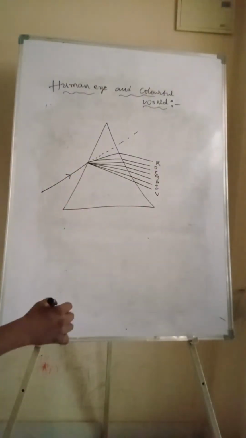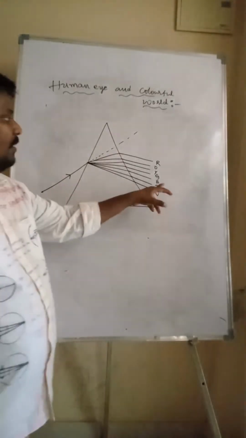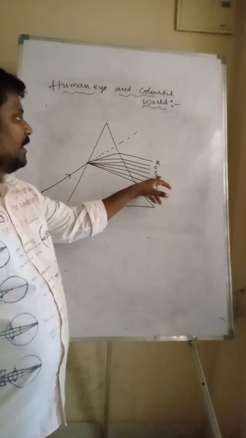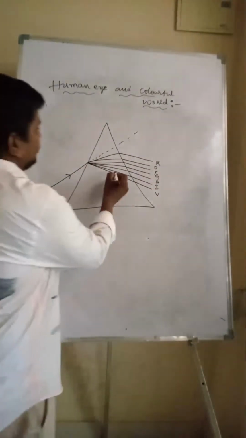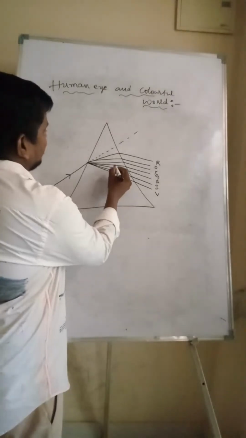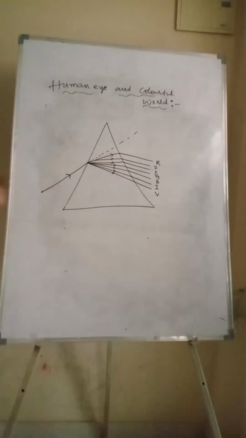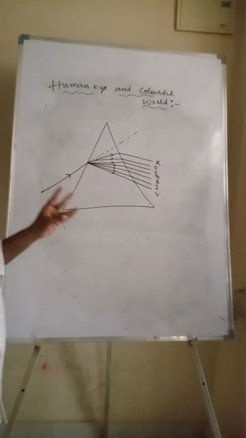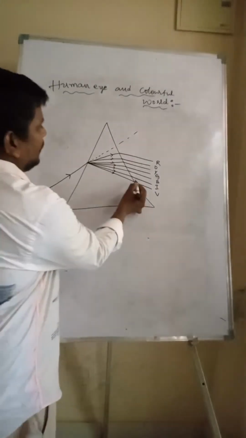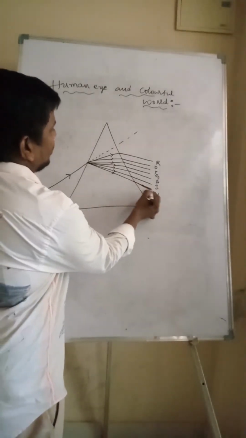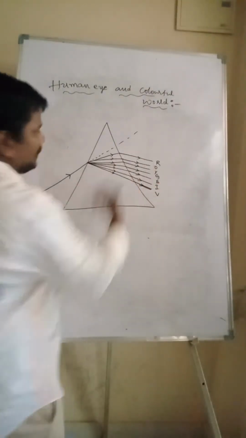So like this, 7 colors: violet, indigo, blue, green, yellow, orange, red. These are the 7 colors. According to the refractive index, according to the wavelength, the light ray will bend. So here you can see these colors. So that is about splitting.